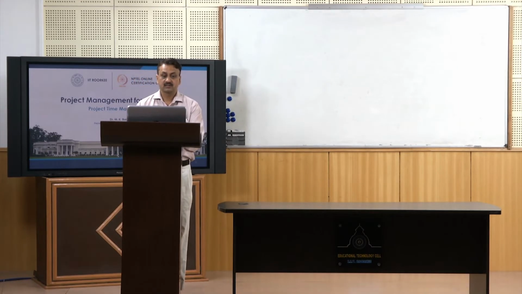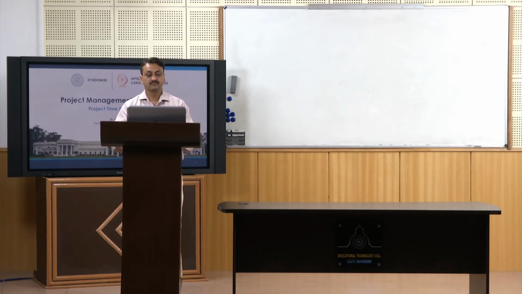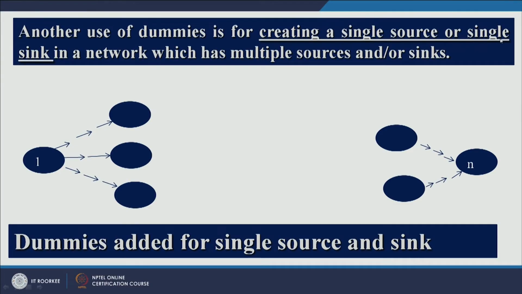Let us look at another use of dummy for creating a single source or single sink in a network which has multiple sources and multiple sinks. Let us say this is your event and these are different dummy activities. So you can create multiple sources as shown in this network, and these are multiple sinks. So we can use dummy activity for creating a single source or single sink.